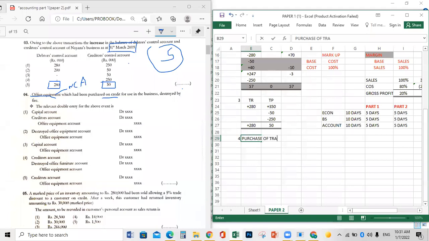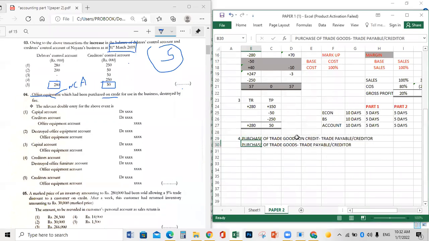Purchase of trade goods. What is trade goods? Trade goods is your main purpose goods. If you are a stationery business, for you trade good is stationery. If you are a book selling business, for you trade good is books. Now guys, is office equipment a trade good? No, purchase of office equipment. So I should put here on credit. If not, you will misunderstand.